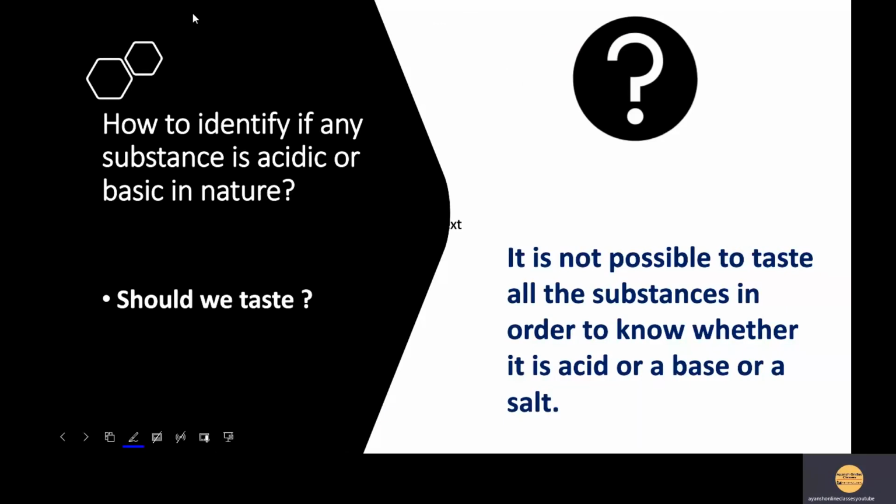Now, after seeing what acids are, what bases are, what salts are and how they are produced, let's start with the identification of things. How are we going to identify if any substance is acidic or basic in nature? Like every now and then, running to a lab if you want to check any ingredient present at home, and you need to check its nature, whether it is acidic or basic, will you run to the lab?